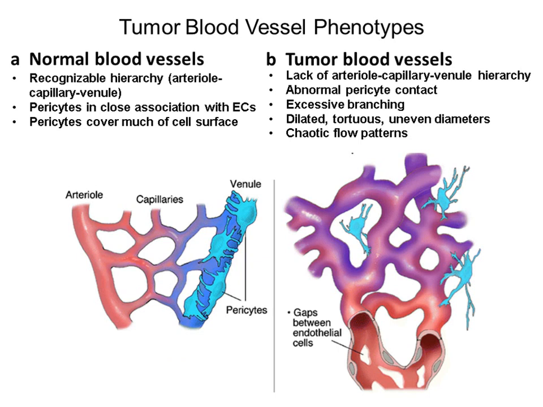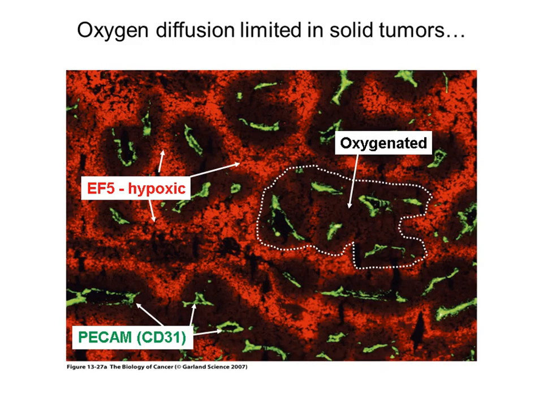First of all, they lack the typical arterial-capillary-venule hierarchy. They display aberrant, somewhat loose associations with parasites, as shown in the slide. They're highly fenestrated. They can be tortuous and exhibit excessive branching. They can abruptly open and close, and the result is chaotic blood flow patterns and very poor perfusion of the tissue. And this is highlighted in the next slide.